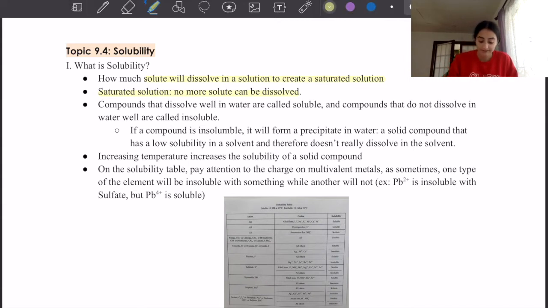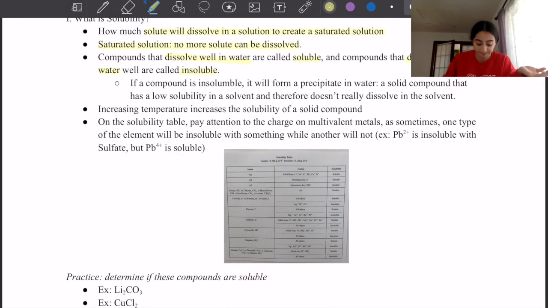So compounds that dissolve well in water are called soluble, and when a compound does not dissolve well in water, it's called insoluble. And this is what the basis of this video is going to be about. Some ions, when you match them with other ions and you form a compound, that compound will be insoluble in water. And that is the basis of solubility. Some ions will be soluble with some and insoluble with others.